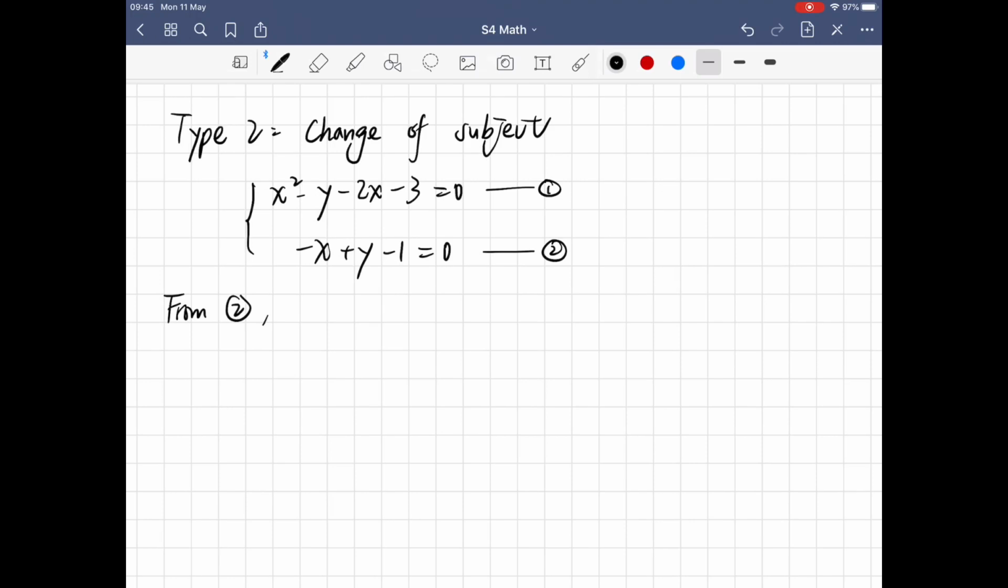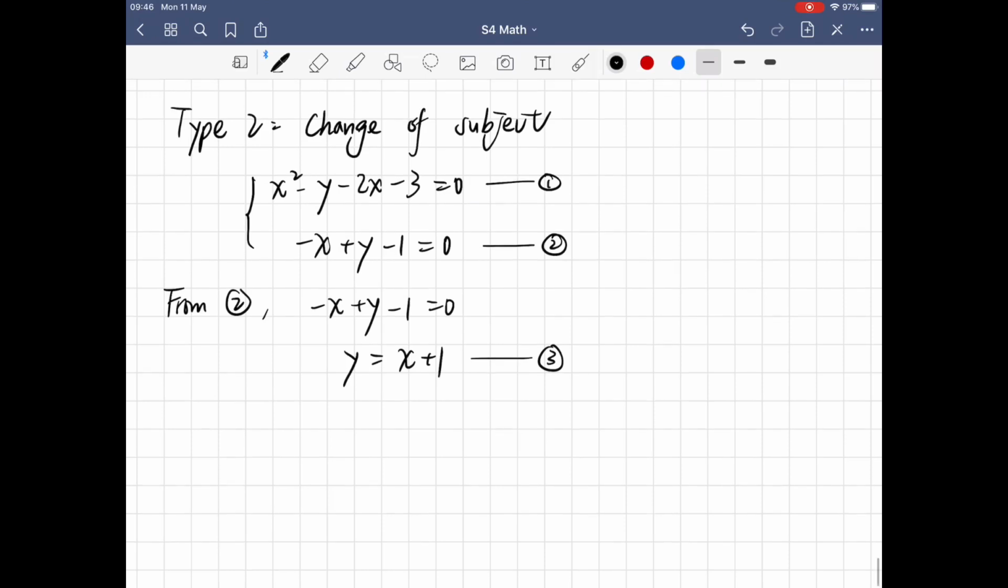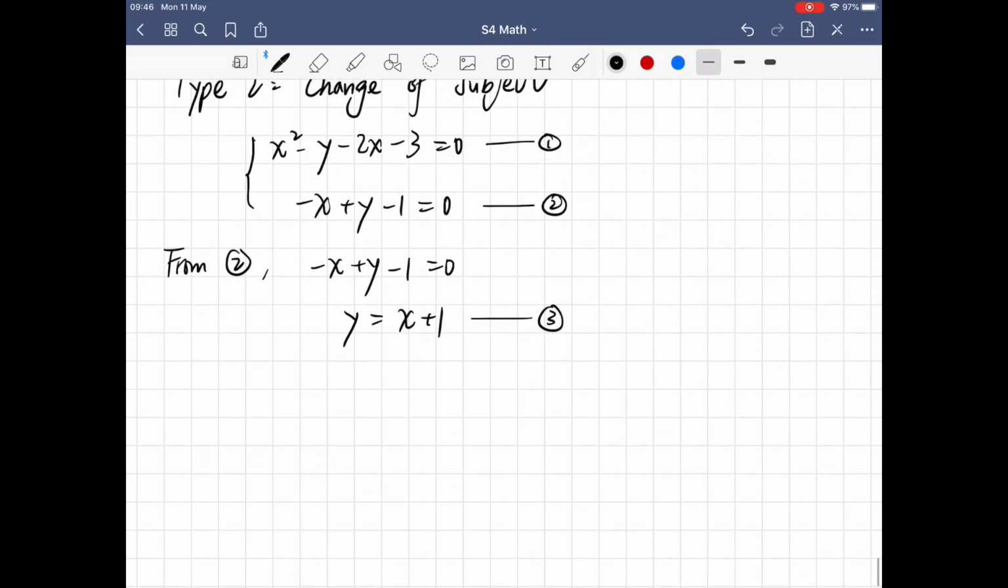Okay, and we will make either x or y to be the subject. Okay, so in this case, I will choose y to be the subject, because we don't have to do the expansion when we put this result back into the equation 1. And we have y equals to x plus 1. Okay, and this is the equation 3, and we finished the change of subject. And therefore, we can put this result back into the equation 1. That means we have to substitute 3 into 1.